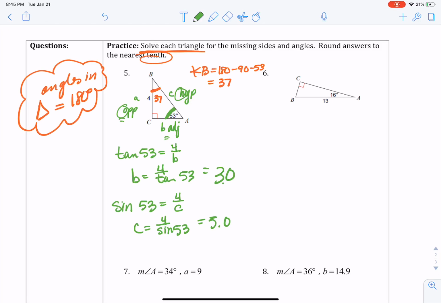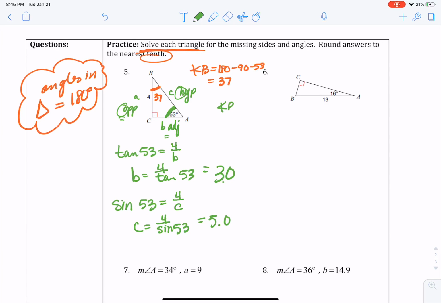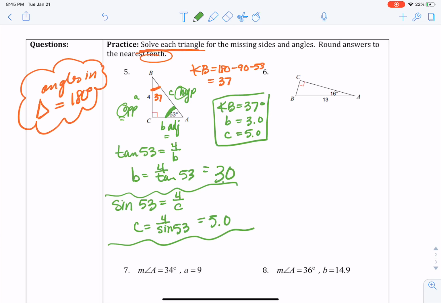So now, someplace, because I solved so many things, you need to make a little box that tells me angle B is 37 degrees, side B is 3.0, and side C is 5.0. And that needs to be someplace that's clear that I can find it, especially because we have so much work in this one problem.